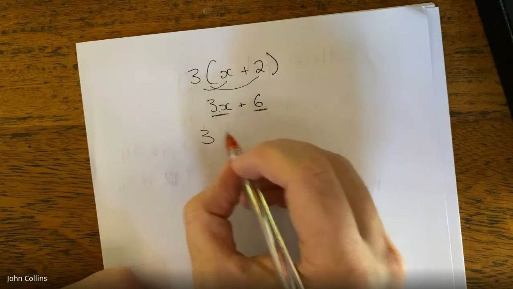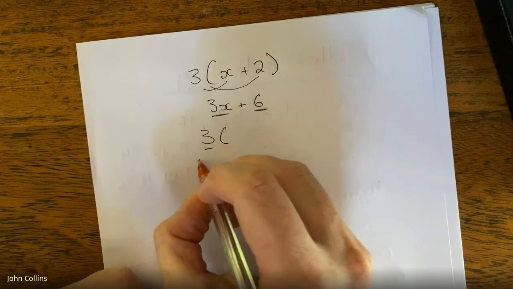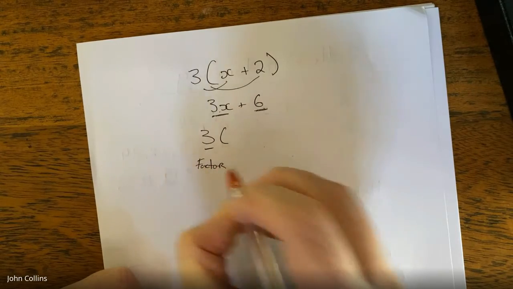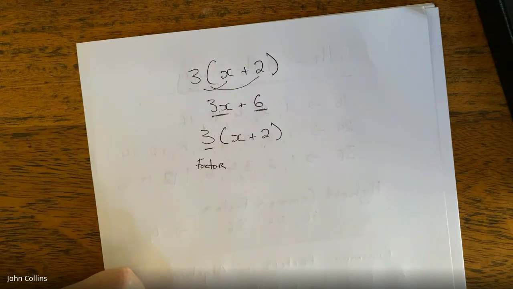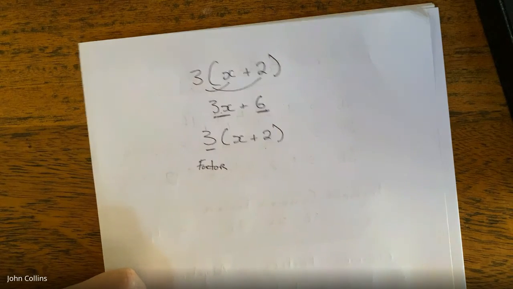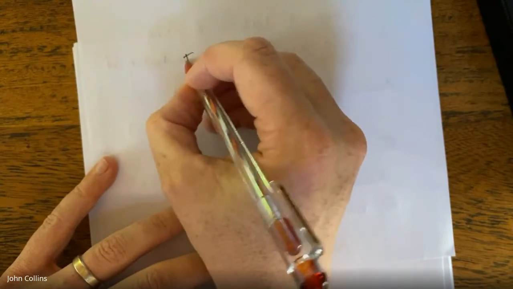So to undo it, that is a factor. And I'm left with x plus 2 if I want to undo it by taking out the factor. So factorizing is the opposite of expanding. So let's watch that again. I'm going to take that off the screen. You don't need to take this down, remember. Watch this again. Now I'm going to ask a different question.